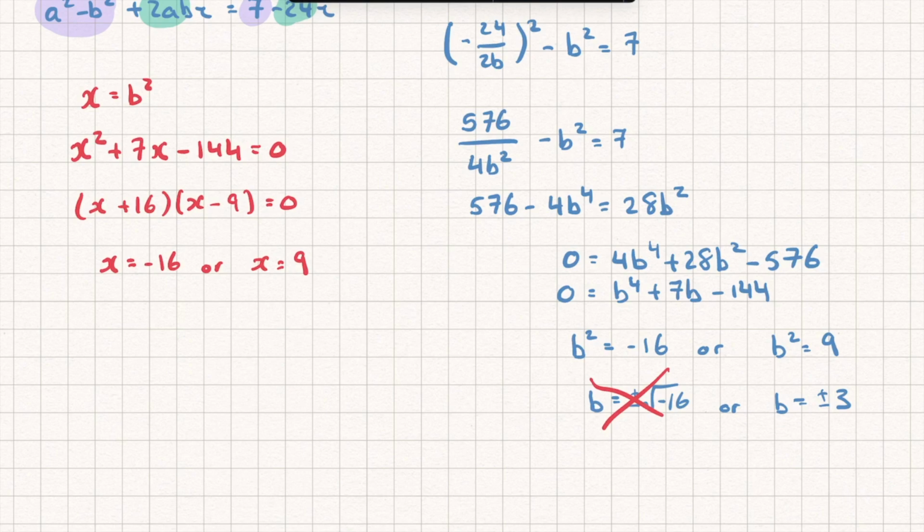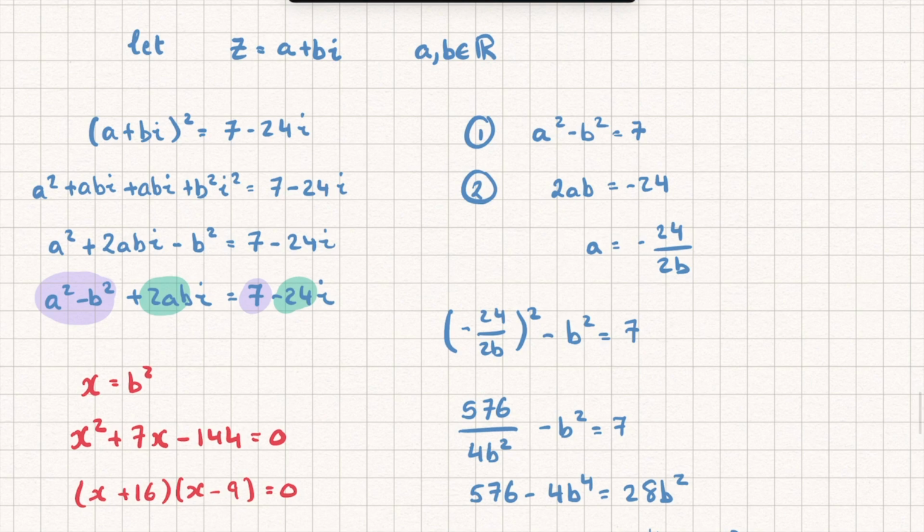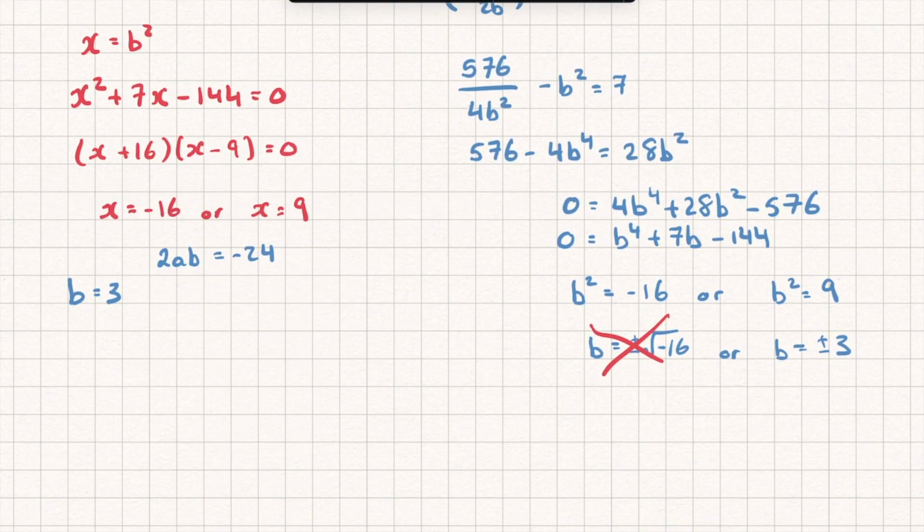So let's focus in on b being plus or minus 3. When we have b equal to 3, I'm going to substitute it back into one of our original equations. I'm going to use this one here, because this will then tell me my value of a. So if b is equal to 3, I get 2 lots of a times 3 is equal to negative 24. And so I get 6a is equal to negative 24. Dividing both sides by 6, I get a is equal to negative 4. And so this gives me a solution of our complex number z being equal to negative 4 plus 3i.